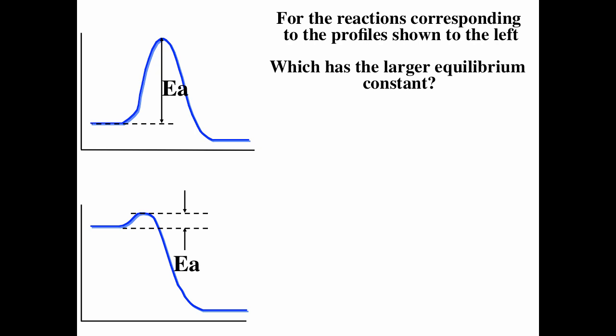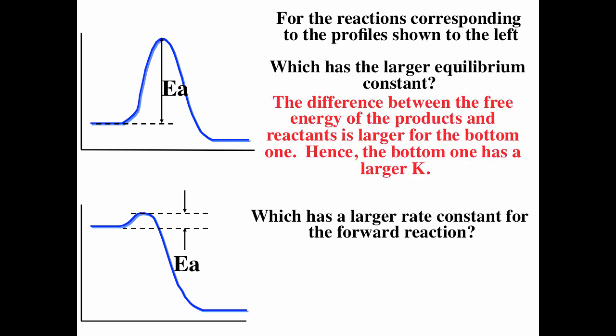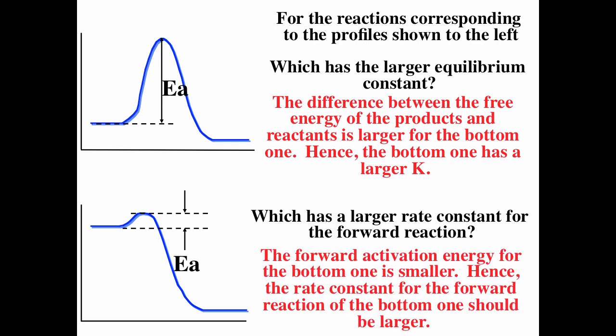And so for both of these, the products are more stable, and so for both of them, K should be greater than 1. Now, the difference in energy for the bottom one is larger than for the top. And so the bottom one should have a larger equilibrium constant, assuming that the scales for these two plots are the same. Which has a larger rate constant for the forward reaction? That corresponds to a smaller activation energy, and so again, that's the bottom one. And so again, activation energy determines the rate constant, the rate. The difference in energy between products and reactants is what determines the equilibrium constant.